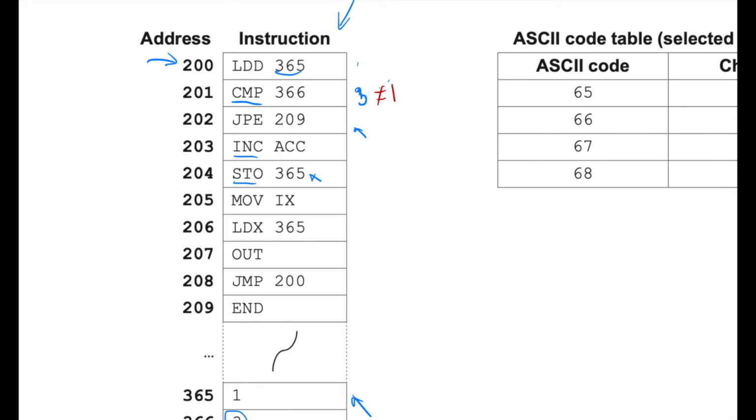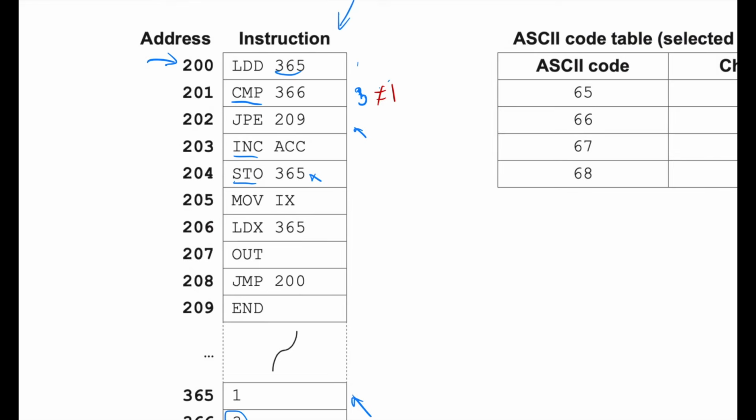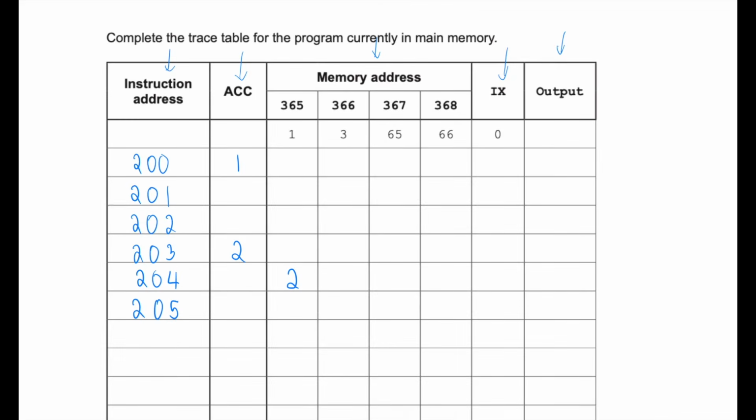So 205, we want to move. It's MOV. So move the contents of the accumulator to the given register, which is the index register. So we're going to take whatever we have in our accumulator and then move it to the index register. So right now we have 2 in the accumulator. So we're just going to take that and move it to the index register. We're not going to change anything in the ACC. We're just going to leave it the way it is.